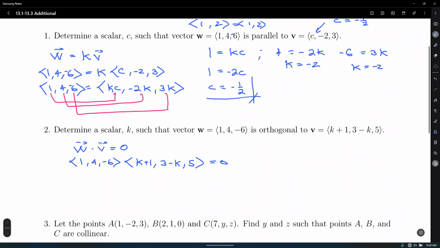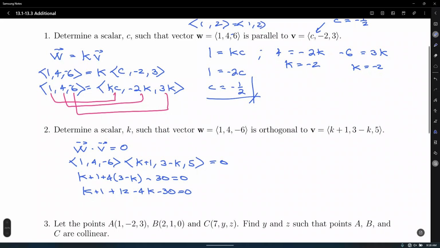Do the dot product, k plus 1 times 1, that's simply k plus 1. 4 times 3 minus k, okay, let me do 4 times 3 minus k. And 5 times negative 6, that's negative 30. That equals 0. And that's going to lead us to solving a baby linear equation. So that's k plus 1 plus 4 times 3, which is 12, minus 4k minus 30, and let that be equal to 0.